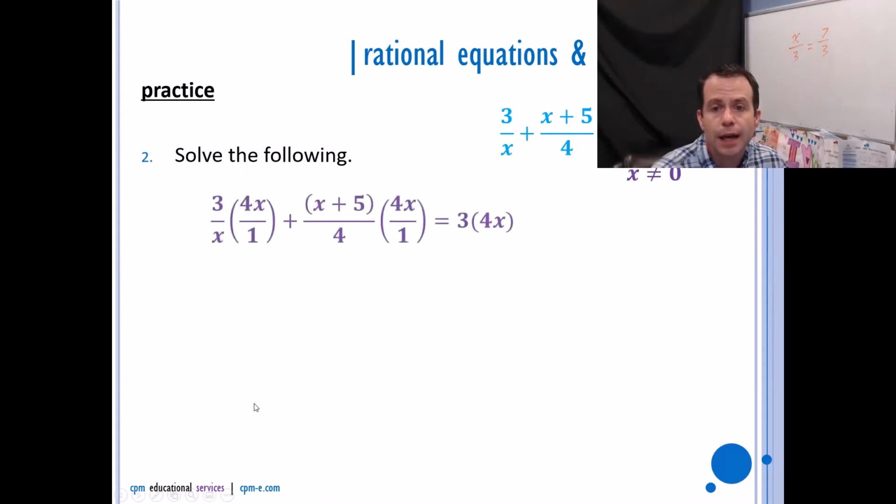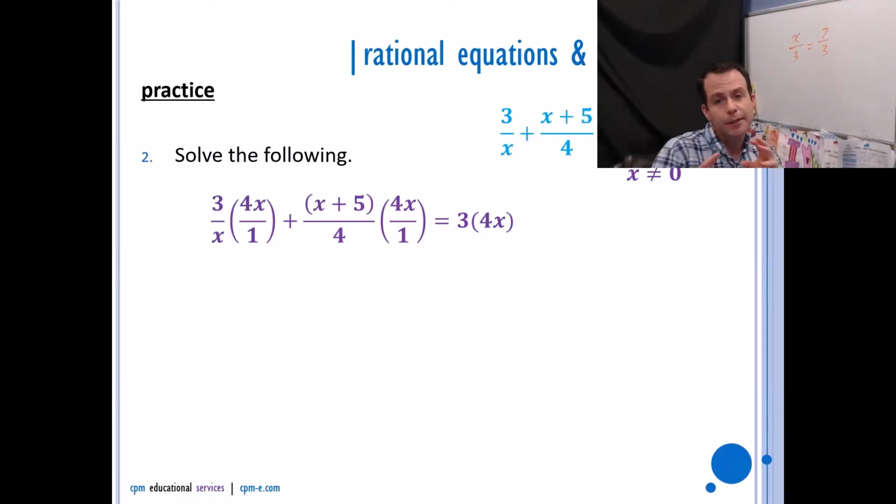Okay, and so now I'm going to approach this by getting a common denominator. My common denominator is going to be 4x. So I'm just wiping everything away by multiplying by that common denominator.